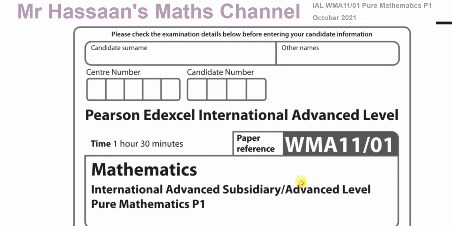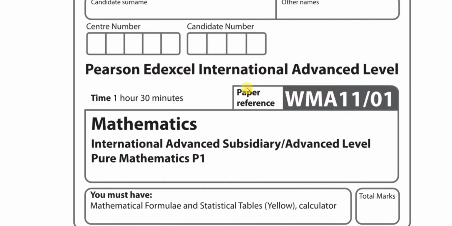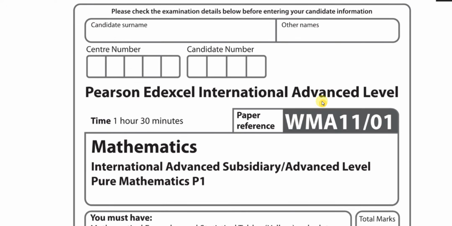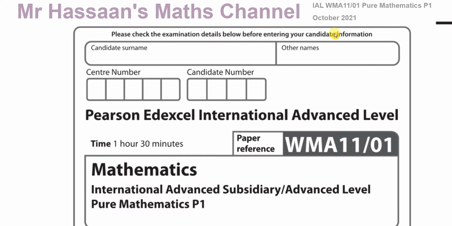Hassan's Maths channel, and this is the exam paper for the Pure Mathematics P1 International A-Level, the Edexcel examining board. This is the paper that was set in October 2021. For some reason, they don't seem to mention that anymore on the cover. I don't know why, but this is the paper from October 2021.